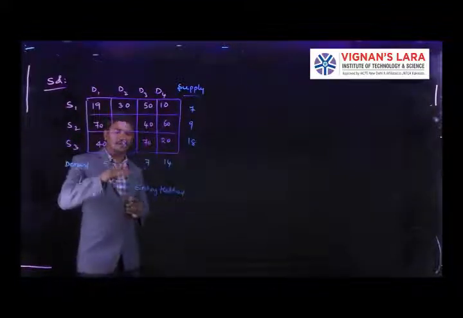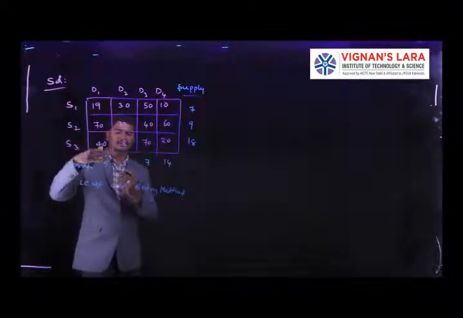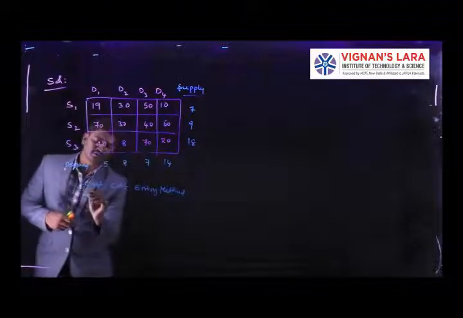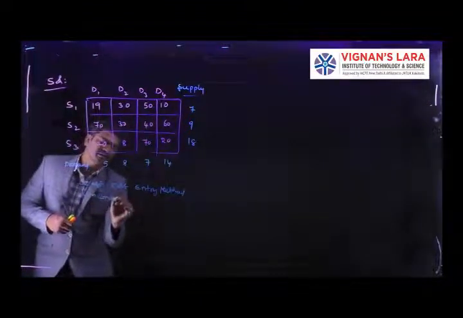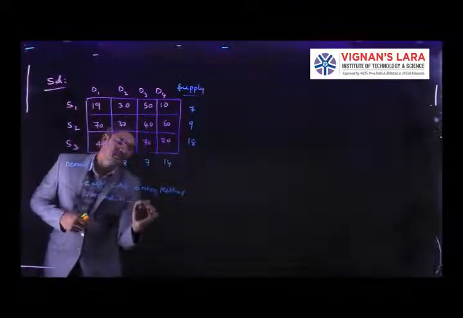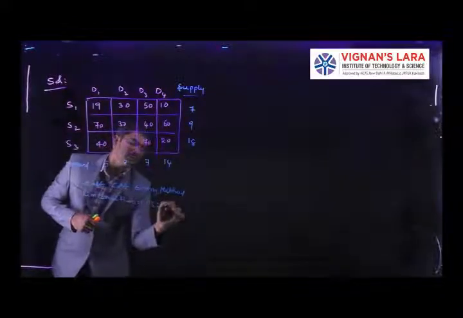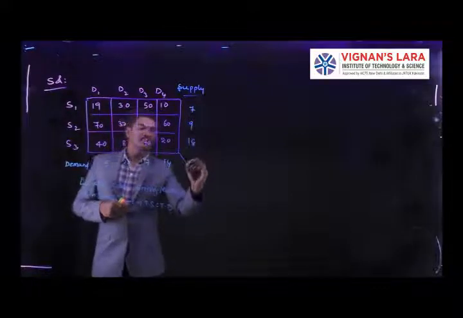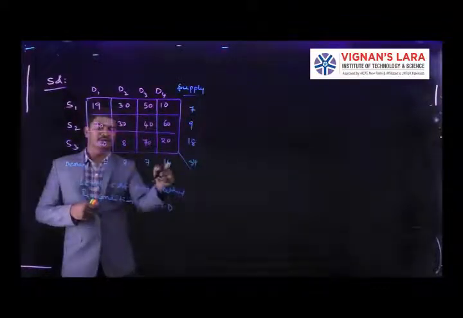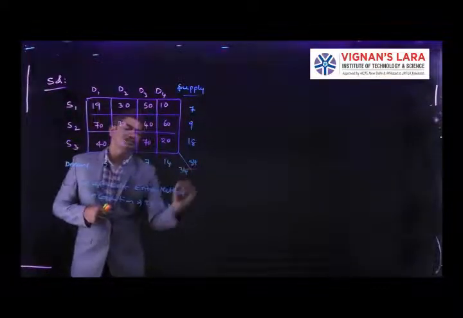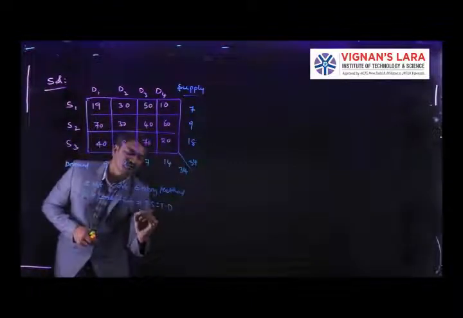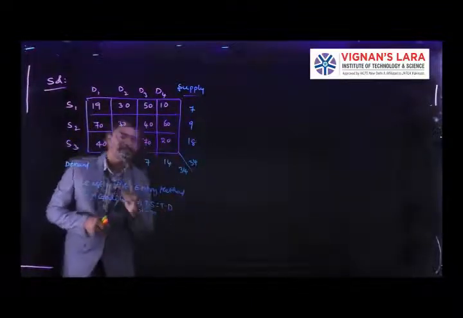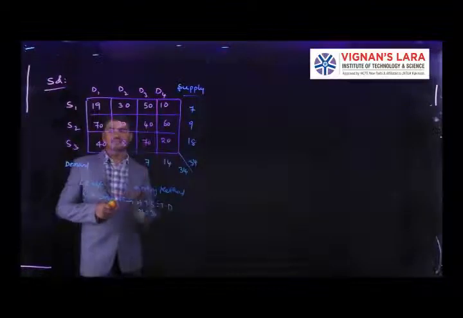Before we solve the problem, we have to check the rim condition. What is the rim condition? The rim condition means the total supply is equal to the total demand. Coming to our problem, the total supply is 34 units, and the demand is also 34. So the total supply is equal to the total demand. It is a balanced transportation problem. The rim condition is satisfied.